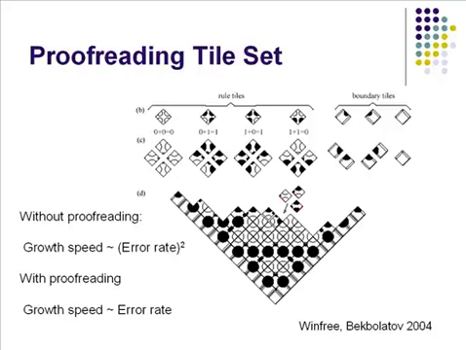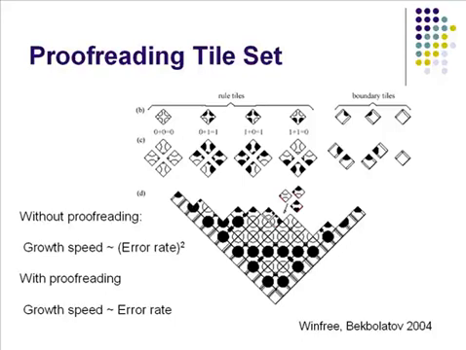Without proofreading, the growth speed is proportional to the square of the error rate. But by using proofreading, the growth speed is proportional to the error rate. So if the error rate is 1%, it means that by using proofreading, you can speed up the growth 100 times. That is quite a big difference.